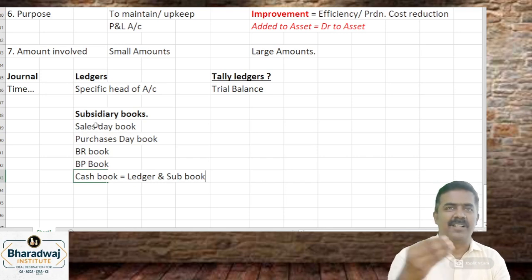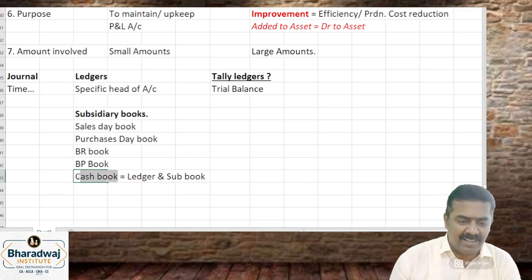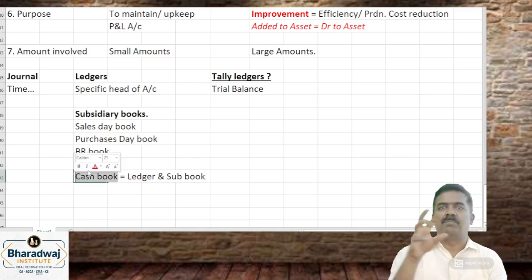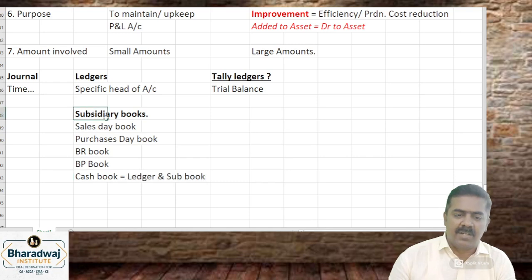GPay la pay பண்ணிருப்பாங்க 10 rupees, 20 rupees, 50 rupees, 100 rupees, 1000 rupees அந்த மாதிரி daily ஒரு 1000 transactions may happen. Is it possible to pass entry for all the 1000 transactions? No. We prepare which account? Cash book, which may be with cash column, bank column and the மாதிரி. That is a ledger as well as which book? Subsidiary book.